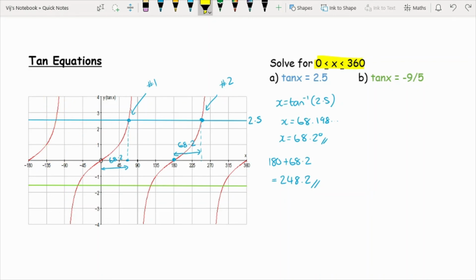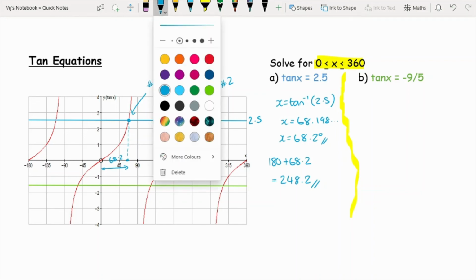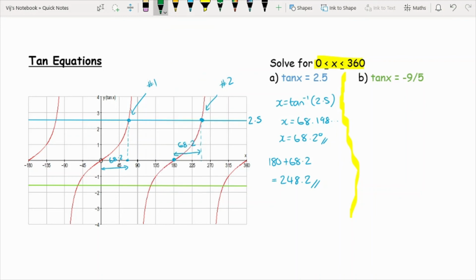So for the next question, if we look at the graph, we can see that where the green line, which is marked at y equals minus 9/5, between the range of 0 to 360, I've got one interception point here and one interception point here. Now, as we said, your calculator will only give you the value that is closest to the origin. The first interception point that's closest to the origin is this one here.